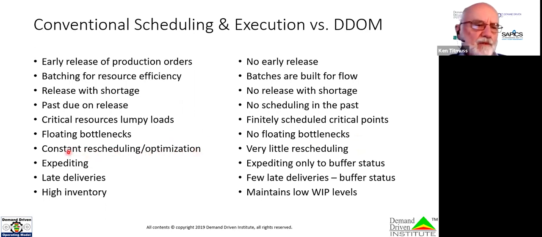Constant rescheduling and optimization with traditional planning, but we have very little rescheduling. I'm not saying you're not going to have any rescheduling because things do go wrong, but it would certainly be less than in a traditional system. Lots of expediting traditionally. We only expedite to buffer status here. So we're looking continually at the buffer status, and if the on-hand balance descends into the bottom half of the red zone, then yes, we'll get an expedite warning. Late deliveries, here we have few late deliveries because of the buffer status. There's always availability in the buffer, and people have improved their service levels tremendously by putting in a demand-driven operating model. High inventories traditionally, but here we've got right-sized inventories, and we've maintained low work in process levels.